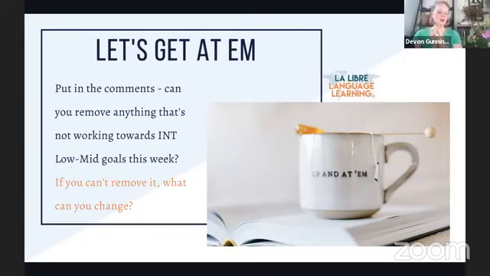Now, we're at the end here, y'all. Put in the comments, can you remove something? Maybe this week, or maybe as you're creeping up on final exams, or if you are working on your curriculum for next year and making some tweaks. Can you remove anything that's not working towards intermediate low to mid goals this week? If you can't remove it, what's something that you can change? Tell me in here what's something that you can change.